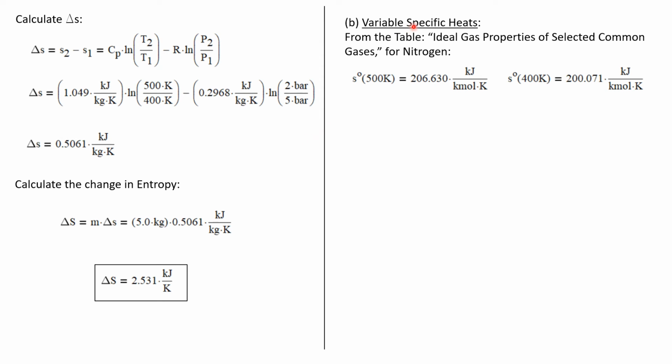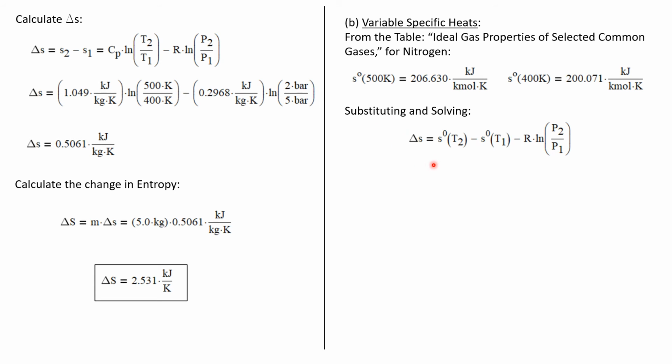Let's solve the problem again, only this time we will use variable specific heats. So now we're going to go back to our table for ideal gas properties of some selected common gases, and we're going to go to the nitrogen section. And we're going to get S0 at 500 degrees Kelvin, and we're going to get S naught at 400 degrees Kelvin. But in air, they gave us those values in kilojoules per kilogram K. But for the other gases, we're getting values of S naught in kilomoles. So we have to be careful of our units here. We're going to be working with kilomoles until we decide to convert that to kilograms.